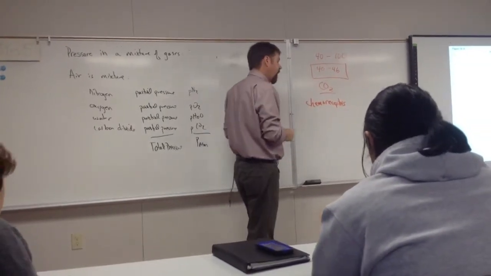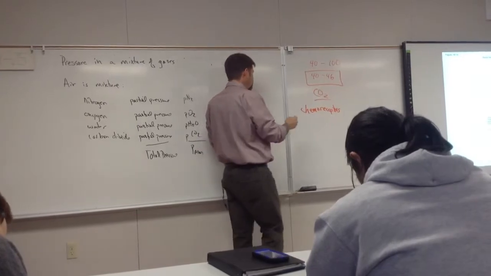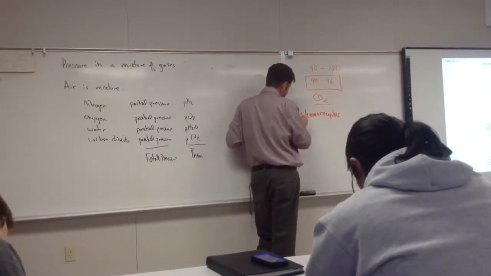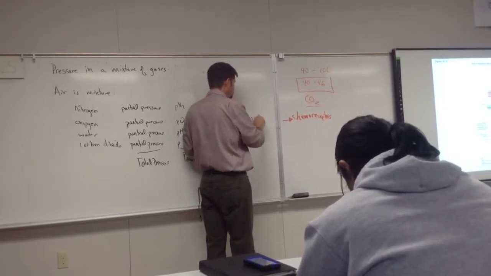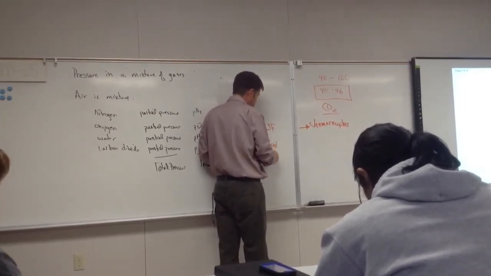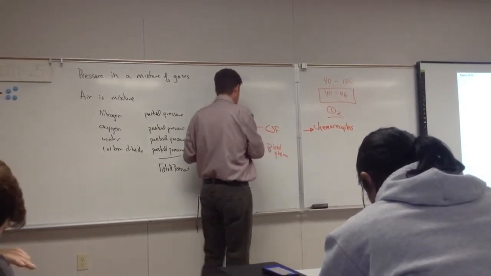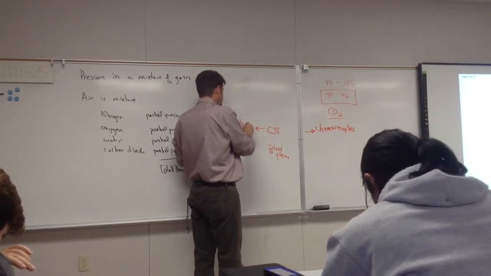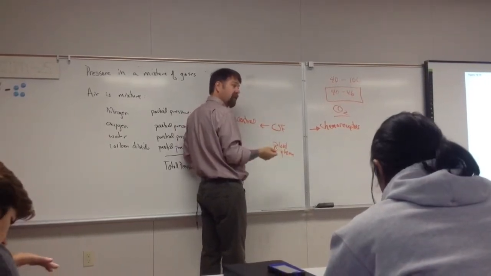So we have chemoreceptors that monitor carbon dioxide. And they monitor carbon dioxide in two places. They monitor it in cerebrospinal fluid, and they monitor it in blood plasma. Okay. Cerebrospinal fluid, these are called central chemoreceptors because they're monitoring it within the central nervous system.